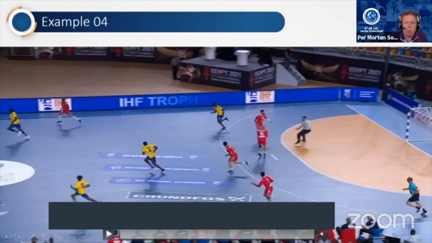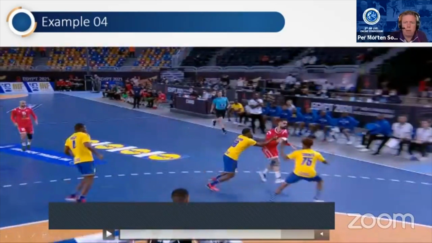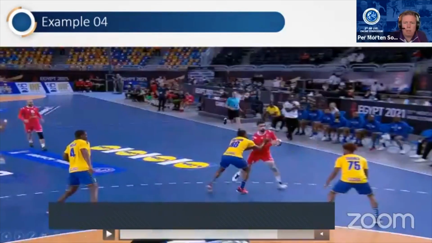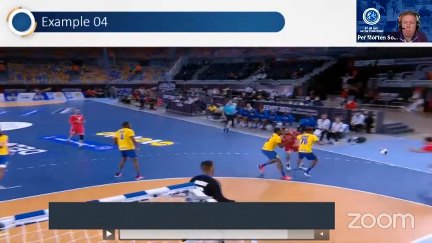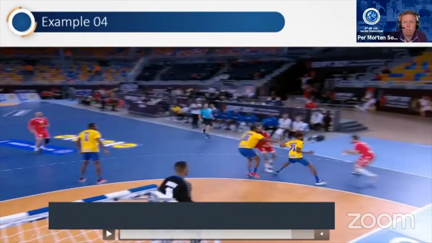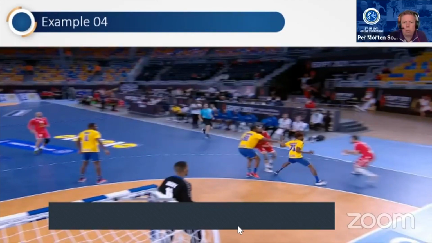And I can also show you the replay here. The ball is played, he moves. Here is a long step. If this had been the contact, it would for sure have been a 7 meter and a 2-minute suspension.